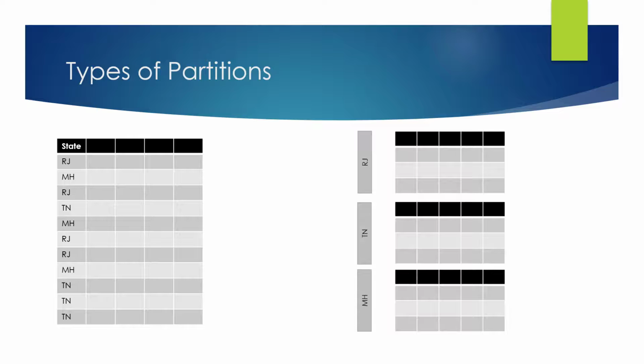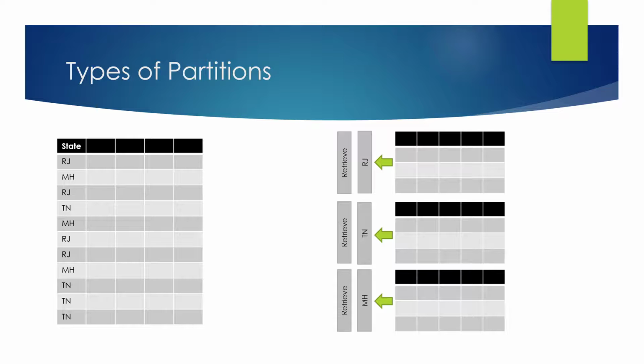You broke it by rows. The advantage of this is that your data is stored in a chunk, and when you want to retrieve the data, if you are just looking for the data for a given state, then you are just looking at one partition and no other partition is getting involved, so you get a faster retrieval.